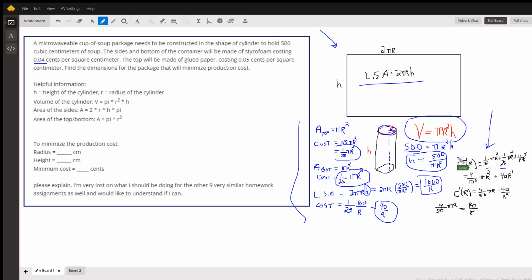How do you find maximum and minimum values for a function? Well, you take the derivative and set the derivative equal to 0. You can think of that as where the graph has a horizontal tangent. So that'll be either a relative minimum or a relative maximum. So when does this derivative equal 0? When 9 over 50 pi r equals 40 over r squared.